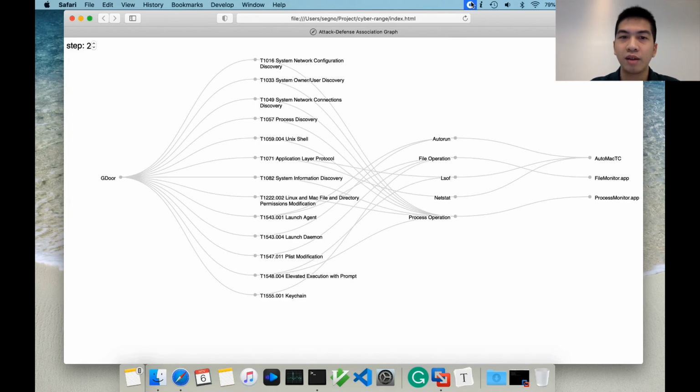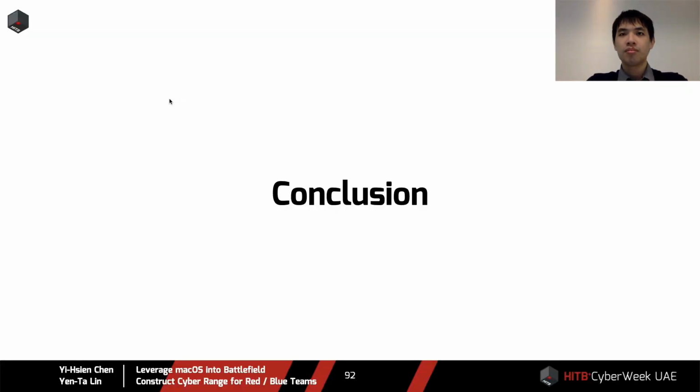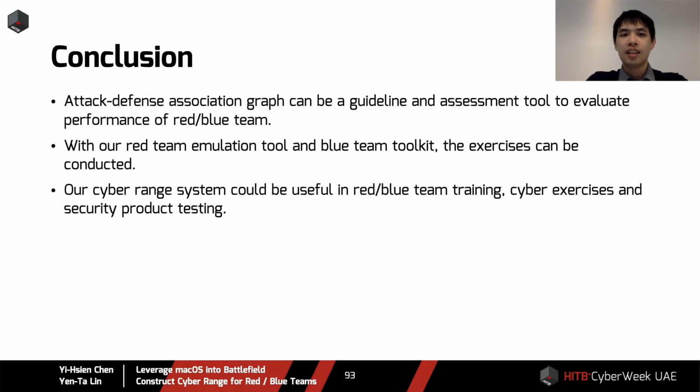Finally, my partner will conclude our talk. In conclusion, our Attack Defense Association graph can be a guideline and assessment tool to evaluate the performance of red and blue team tools. With our red team emulation tool and blue team toolkit, the exercise can be conducted easily. Our cyber range could be useful in red and blue team training, cyber exercises, and security product testing.